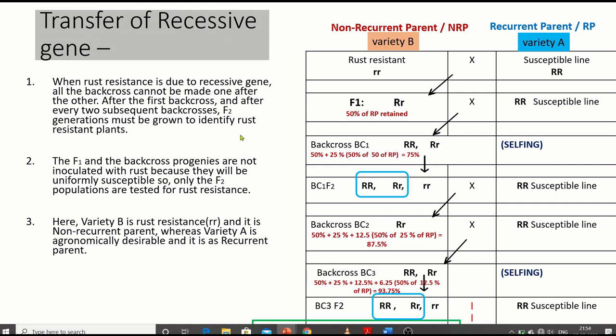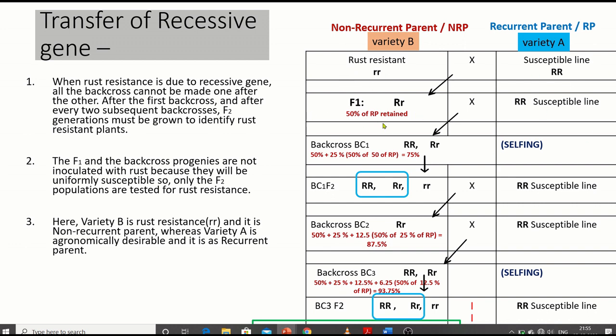Coming to the transfer of recessive genes, there will be a slight complexity here, because in this case, same thing here, the only difference is that in the donor parent the desirable gene is governed by the recessive allele small r, while the recipient gene is capital R. We have two parents, as usual, the recurrent parent and the non-recurrent parent, also known as the donor parent, variety B, and the recurrent parent, variety A. Rust resistance is governed by small r and susceptibility by capital R. We are going to transfer this gene to susceptible lines.